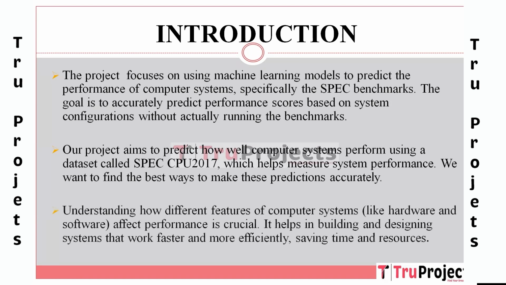Understanding the impact of various hardware and software features on computer system performance is vital. This knowledge allows for the construction and design of systems that operate faster and more efficiently, ultimately leading to resource saving in terms of time and effort. It's about creating systems that work at their best, based on a thorough understanding of their components and their performance implications.